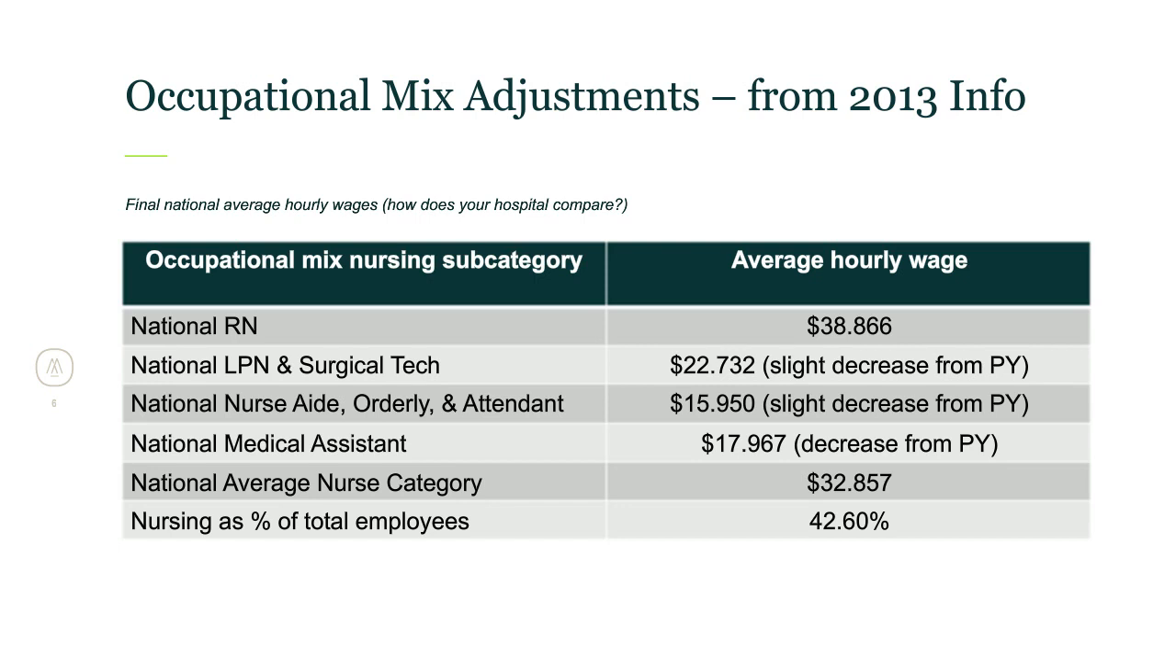The question you may want to ask yourself is, how does my hospital compare to the national values set forth in this table? Are my nursing values higher than the national nursing averages, which would create a negative occupational mix adjustment? Or are my nursing values lower than the national nursing averages, which would create the opposite effect, a positive occupational mix adjustment?